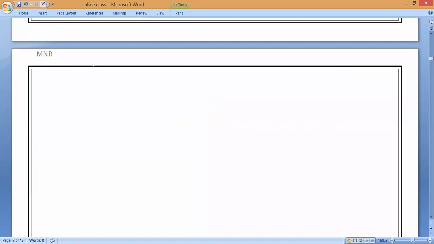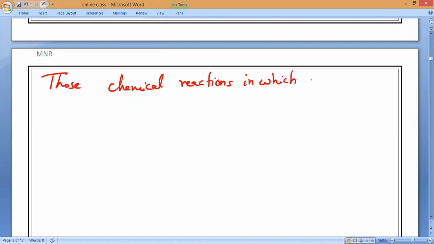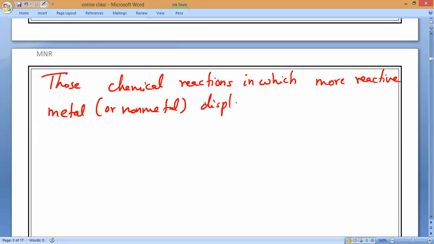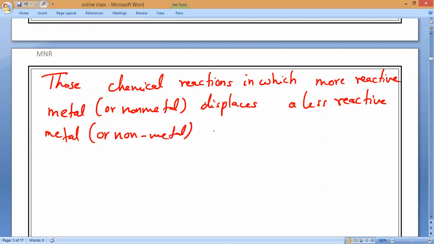What is that? Write the definition. Those chemical reactions in which a more reactive metal or non-metal, whatever it is, displaces a less reactive metal, or we can say non-metal, from its aqueous state. This is very important.